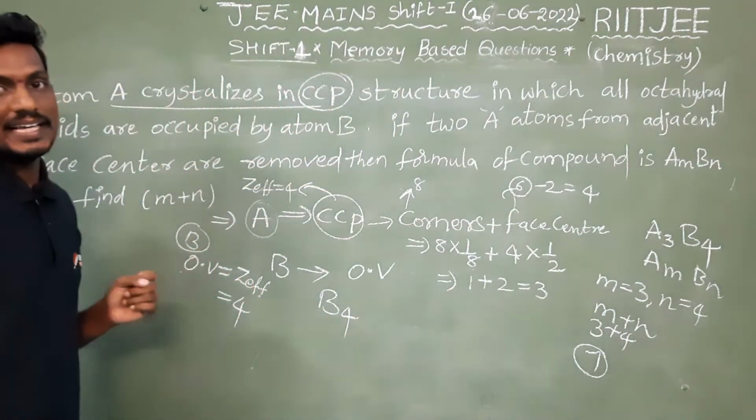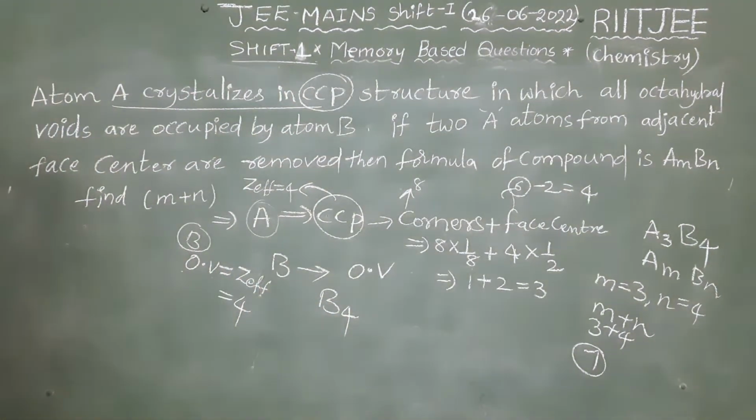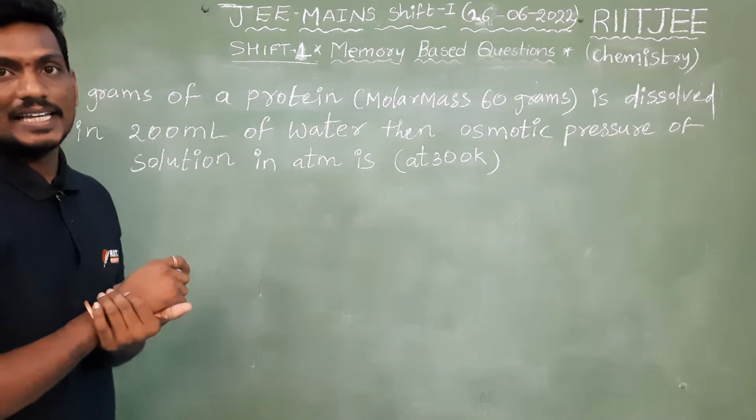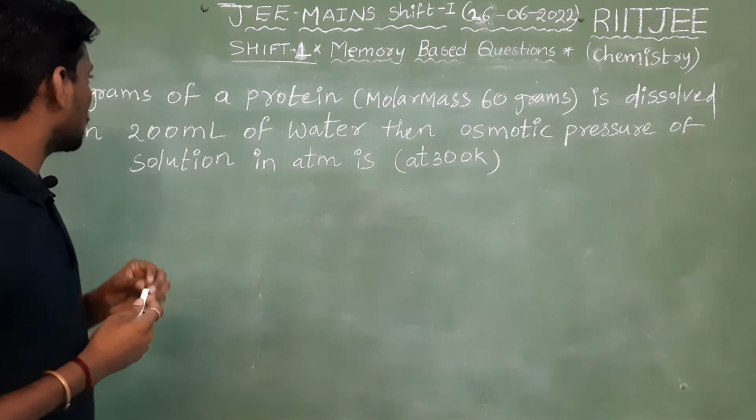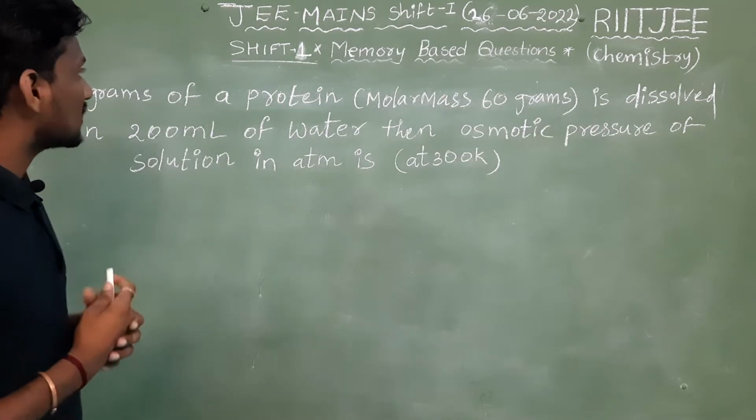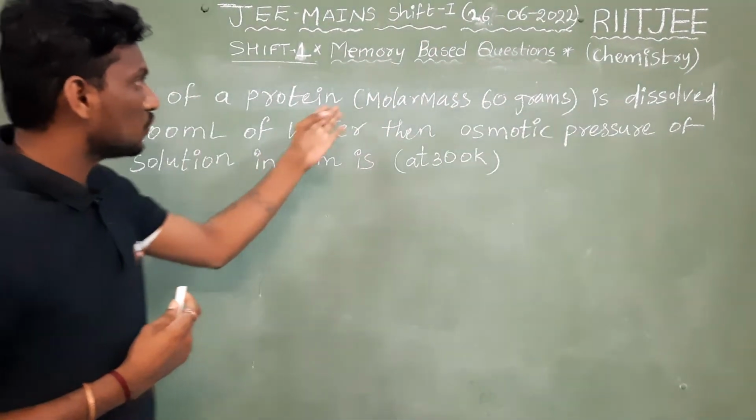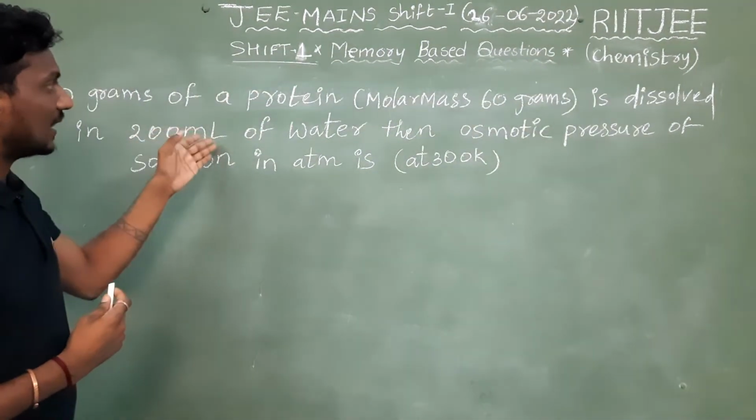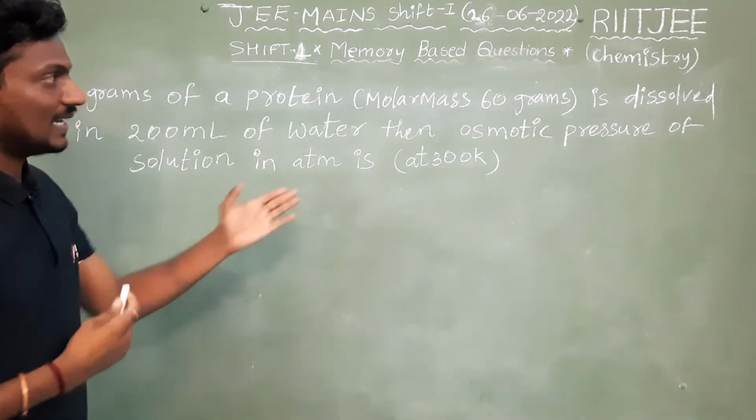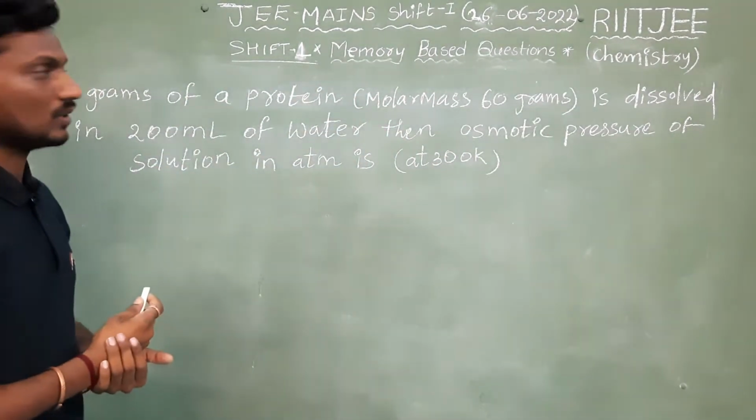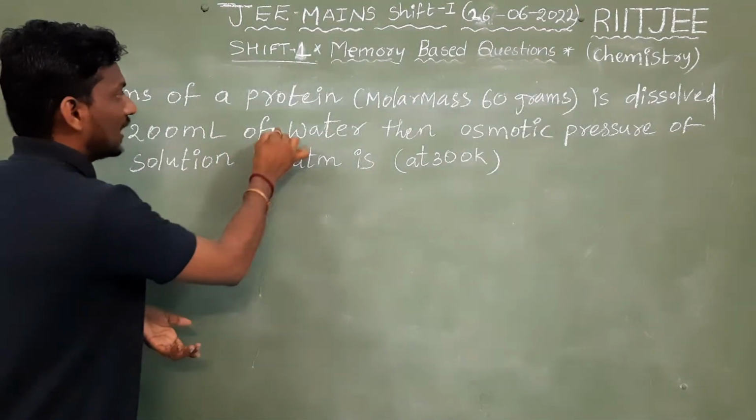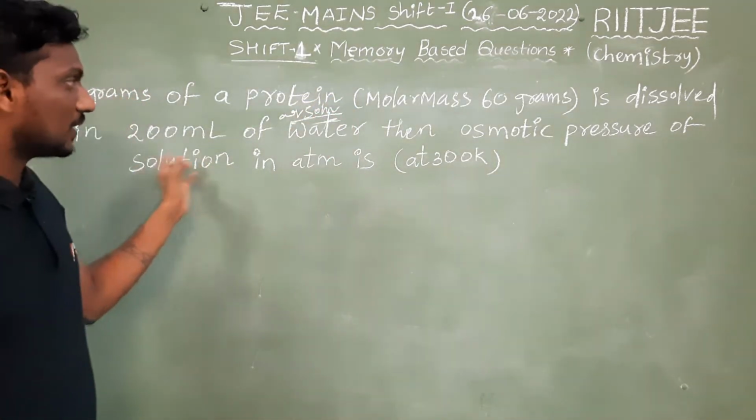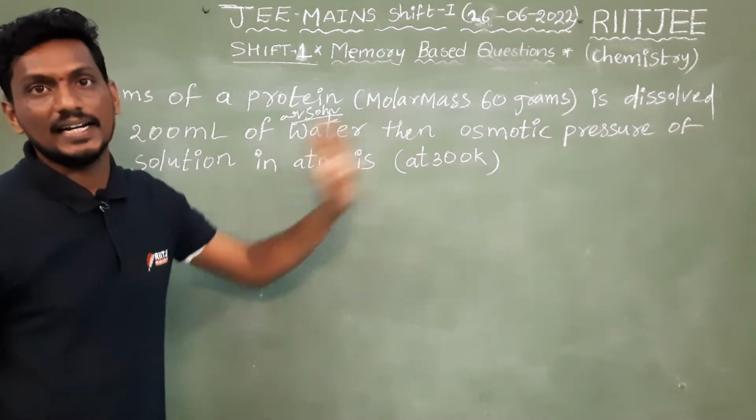Let us move to the next question here, my dear students. This question is from the physical chemistry solution chapter. Let us see the question. 10 grams of a protein whose molar mass is 60 grams is dissolved in 200 ml of water. Then the osmotic pressure of the solution. Here it is supposed to be 200 ml of aqueous solution. They are asking the osmotic pressure in atm at 300 Kelvin.